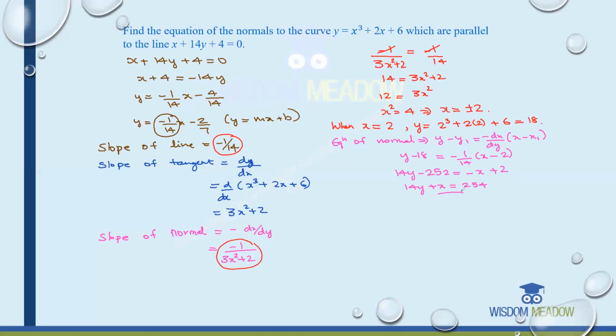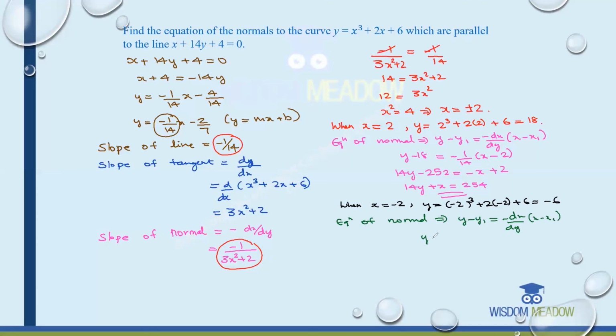That's one equation. Other equation, when x is minus 2, y is going to be minus 2 the whole cube plus 2 into minus 2 plus 6, which is minus 6. Now finding the normal's equation at this point, equation of normal, y minus y1 equal to the slope of the normal, minus dx by dy, into x minus x1.